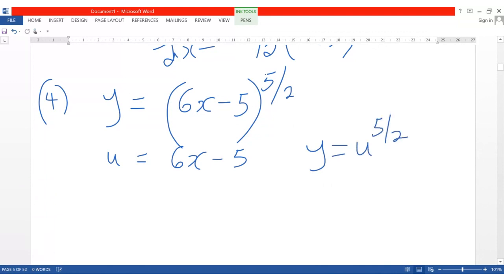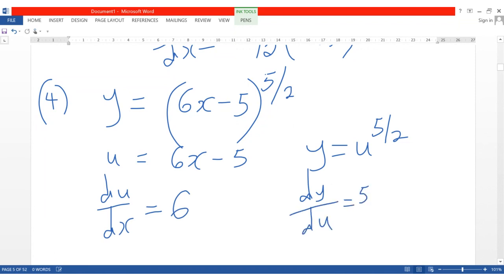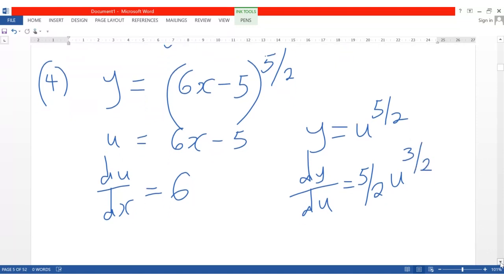So here the function on the left has a u, so I'll have du. The function on the right is an x, so I'll have dx. If I check this one quickly, we move a bit faster, you just get a 6. And here dy all over du: the power will come down, reduce the power by 1. What is 5 over 2 minus 1? That is 5 minus 2 over 2, so you're ending up with 3 over 2.